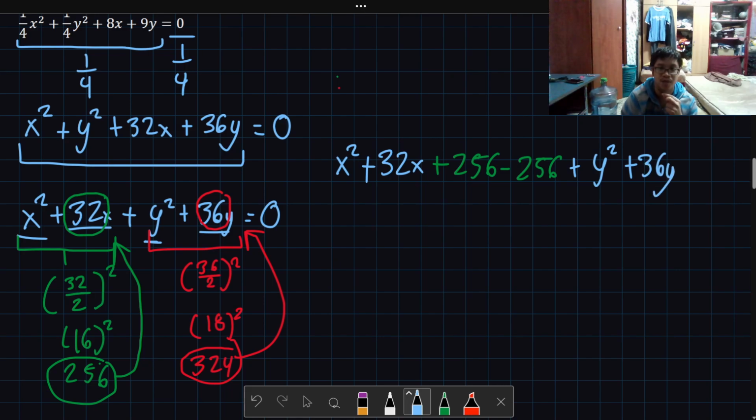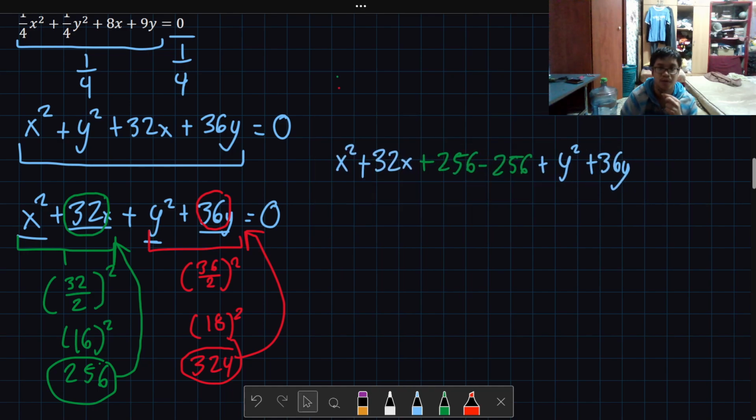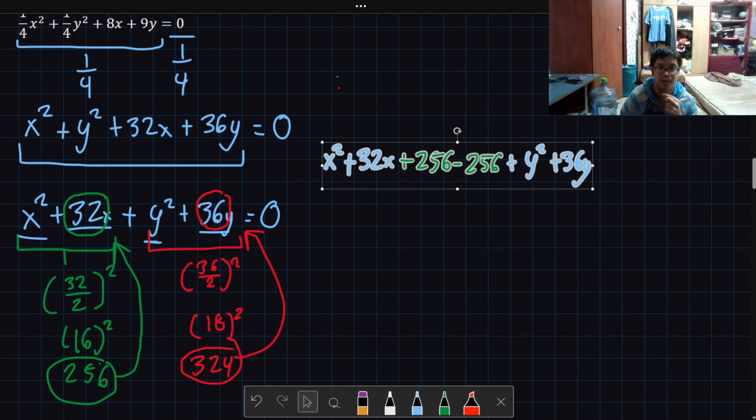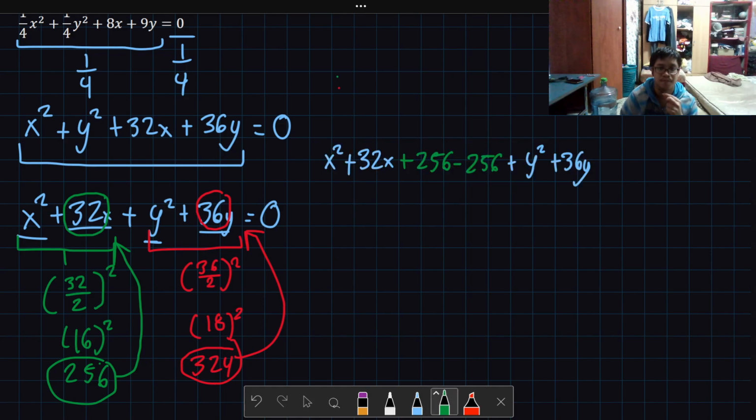I have no space here, but I can just shrink this one. All right, let me make it that way. Then plus 324 minus 324 is equal to 0. Okay, that's it. Now what are we going to do?